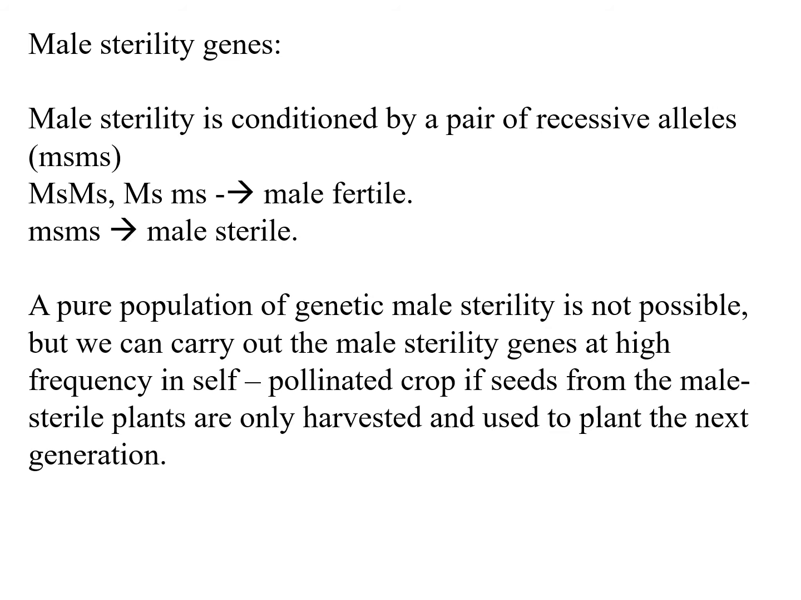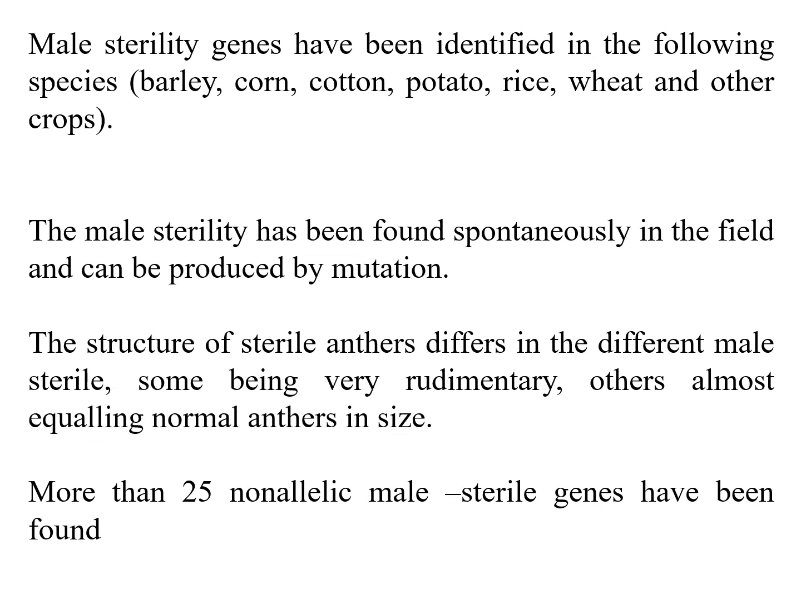Therefore, we are always keeping the population in the heterozygous case, where in the next generation it produces both male sterile and male fertile plants. Male sterile genes have been identified in many species, for example rice, wheat, corn, barley, and it is found spontaneously in the field, while we can induce it using mutation.